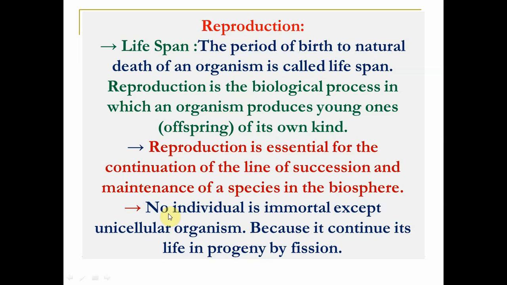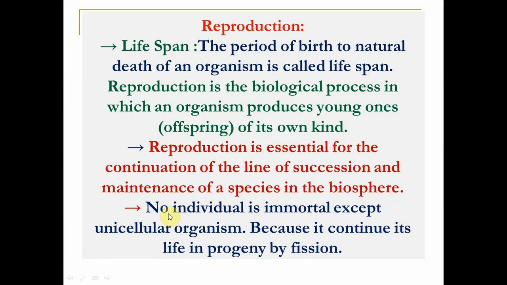amoeba is a simple unicellular organism, belongs to the kingdom Protista, in which the parent cell splits into two equal daughter cells. Now, in the parent cell, the living substance protoplasm is there, which is now divided into two equal halves in their daughter cells. Means the parent cell still is alive in the form of two daughter cells. Hence, no death actually occurs in unicellular organisms. Hence, they are considered to be immortal. Right. So this is reproduction.